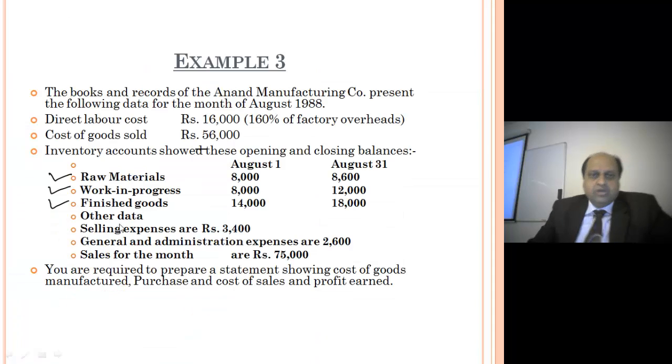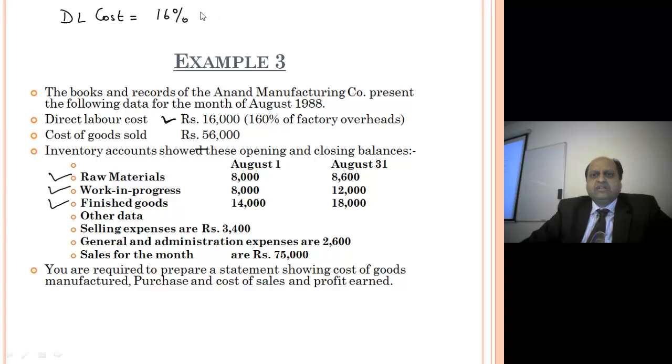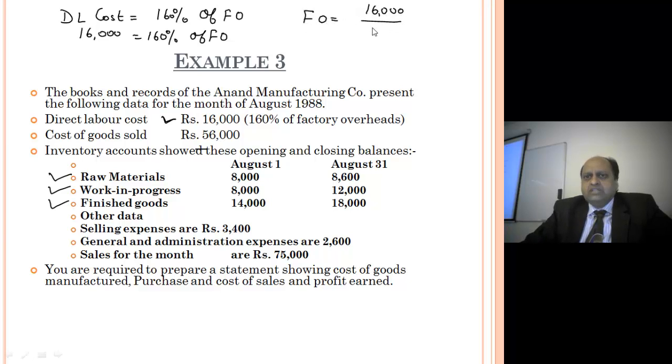Fine. Now the question. The question says that direct labor cost is 16,000, which is 160% of factory overheads. So direct labor cost is equal to 160% of factory overheads, and this figure is 16,000. Now if you divide 16,000 by 160%, you obtain the figure of factory overheads, which is nothing but 10,000. Is it okay?